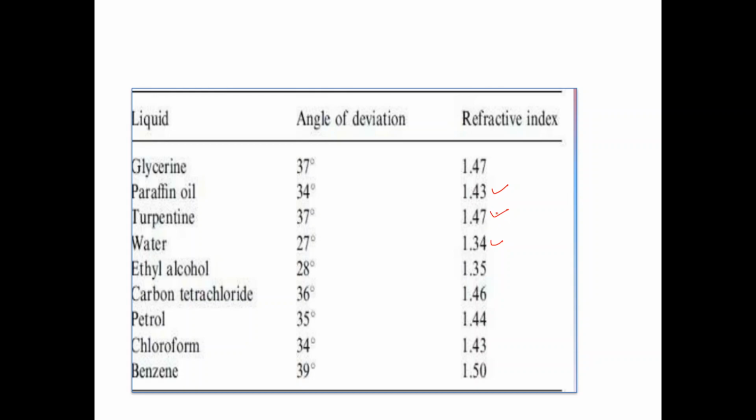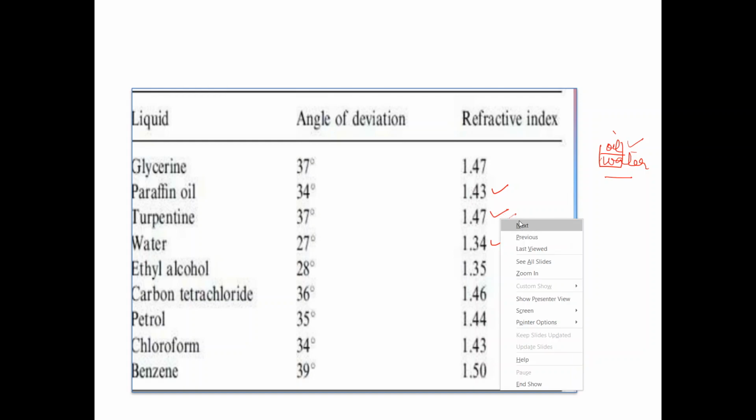Here you can easily differentiate between the mass density and the optical density. What happens when you put turpentine oil over water? It will float. It means oil is lighter than water, but from this value you can find out that the optical density of oil is more than that of water. So if optical density is more, it doesn't mean that it is also more heavy.